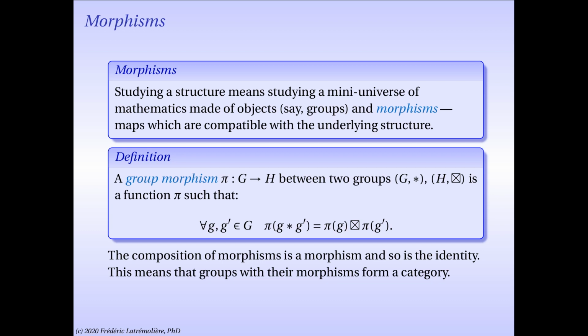As a simple exercise, you can check that the composition of morphisms is a morphism, and the identity of any group is a morphism for that group. For a mathematician, what this means is that groups and their morphisms form what we call a category. I like to think of it as a little universe in which you are doing mathematics about this particular structure, groups and their associated maps.